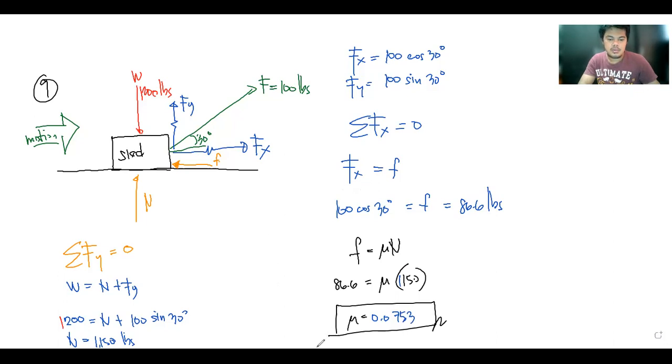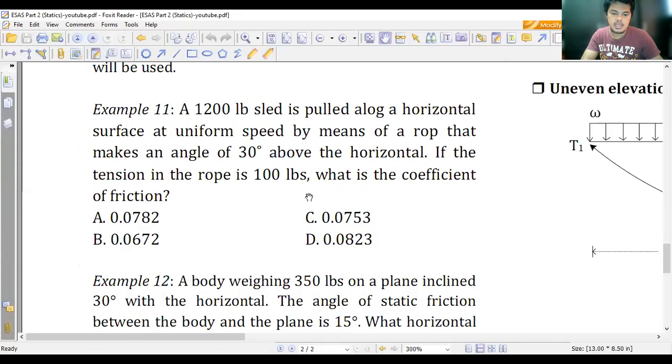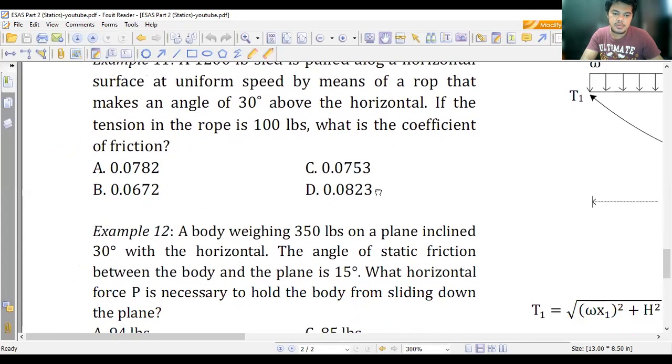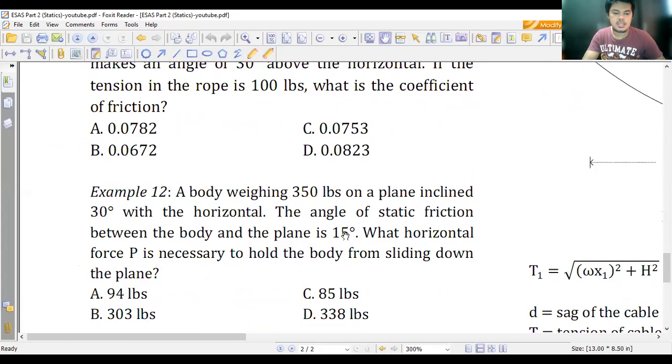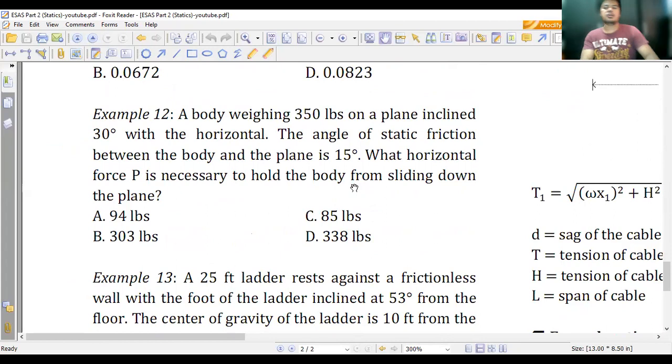Okay, so check if we have that 0.0753 from the choices. Okay, there it is. So in letter C, that's 0.0753. And then we move to the next example, that is example number 12. So still about friction force.